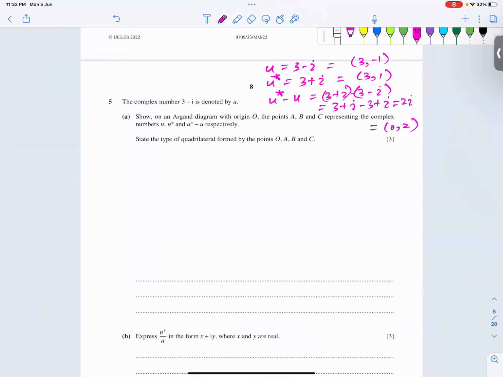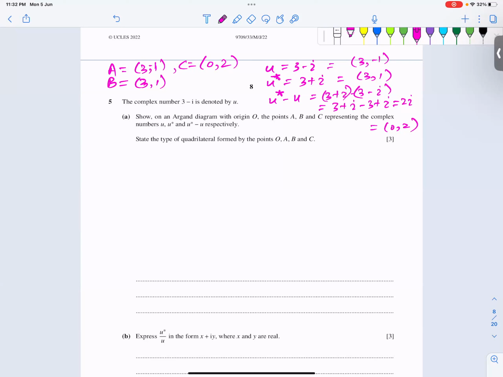Now, he was saying that u was actually A, u star was actually B, 3 comma 1 is B, and u star minus u was actually C, that was 0 comma 2. State the type of quadrilateral formed by the points O, A, B, and C.